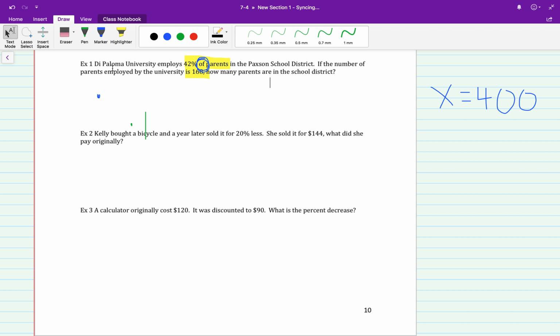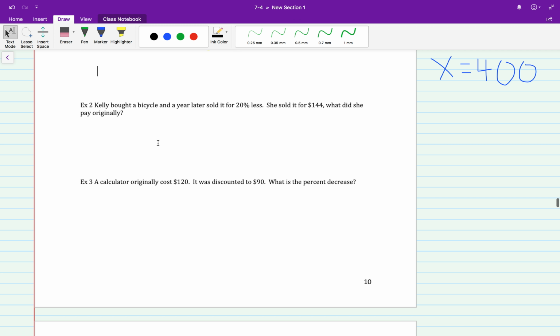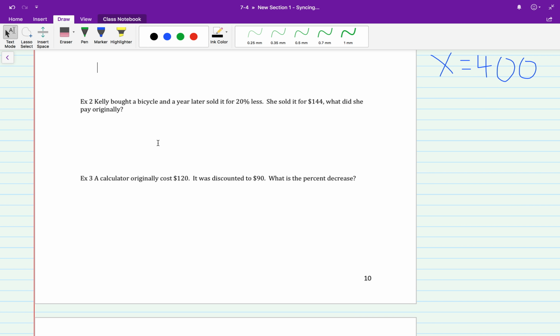To save us a little bit of time, I'm not going to work both methods out for this next one. So Kelly bought a bicycle, and a year later she sold it for 20% less. And she sold it for $144. What did she pay originally for this?